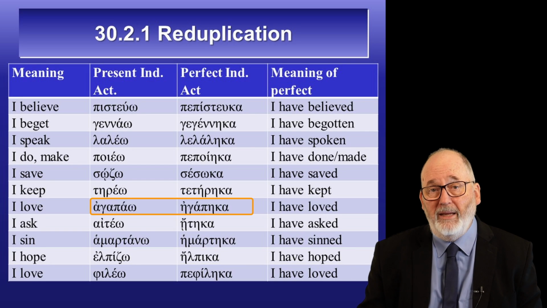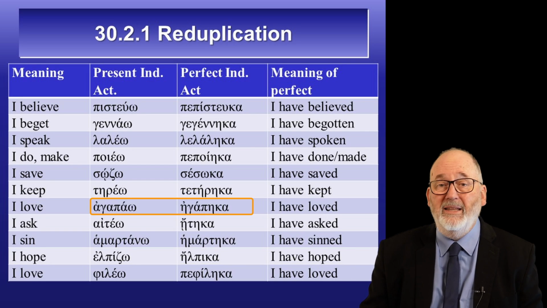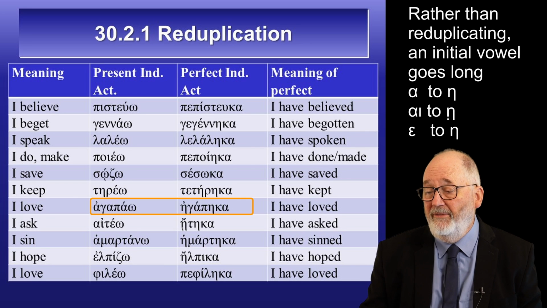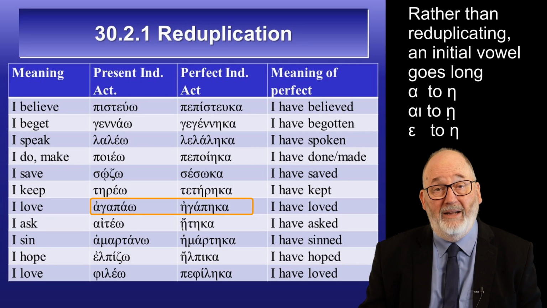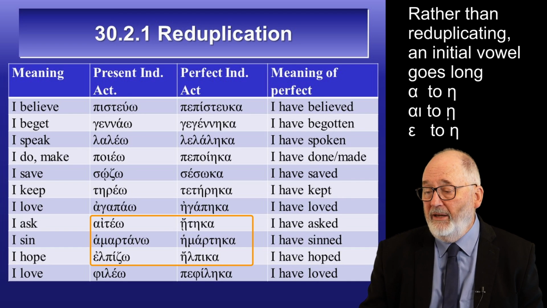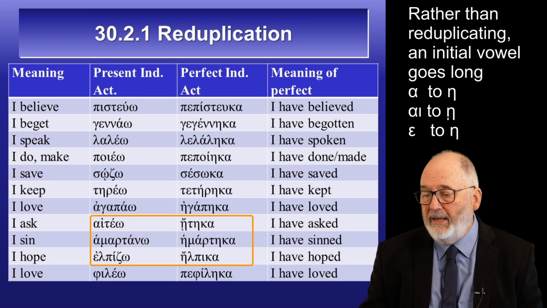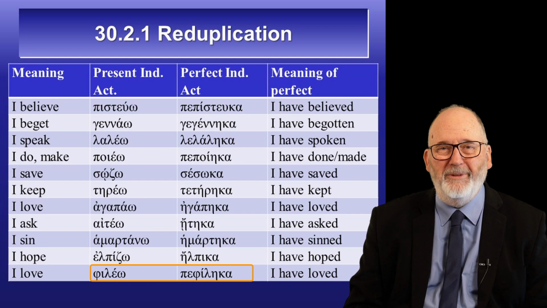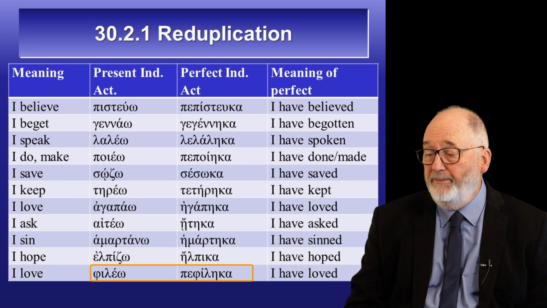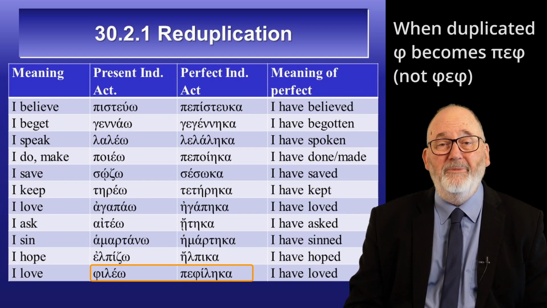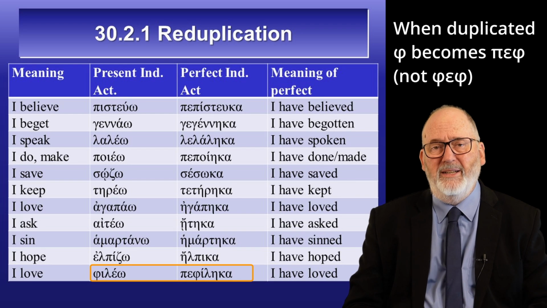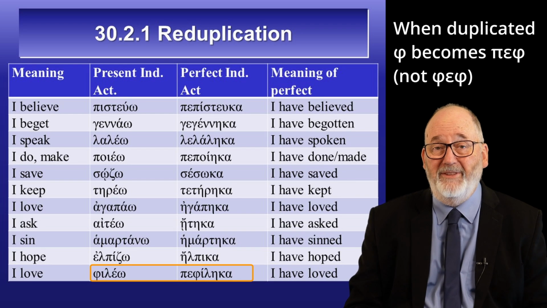The verb agapao begins with a vowel, and you see that rather than duplicating the vowel, it goes long. The short vowel alpha becomes the long vowel eta. Similarly, aiteo becomes ēitēka, hamartano becomes hamartēka, and elpizo becomes ēlpika, and in the end we have phileo, which becomes pephileka rather than thephileka. It makes sense, really. It's easier to say pephileka than thephileka.